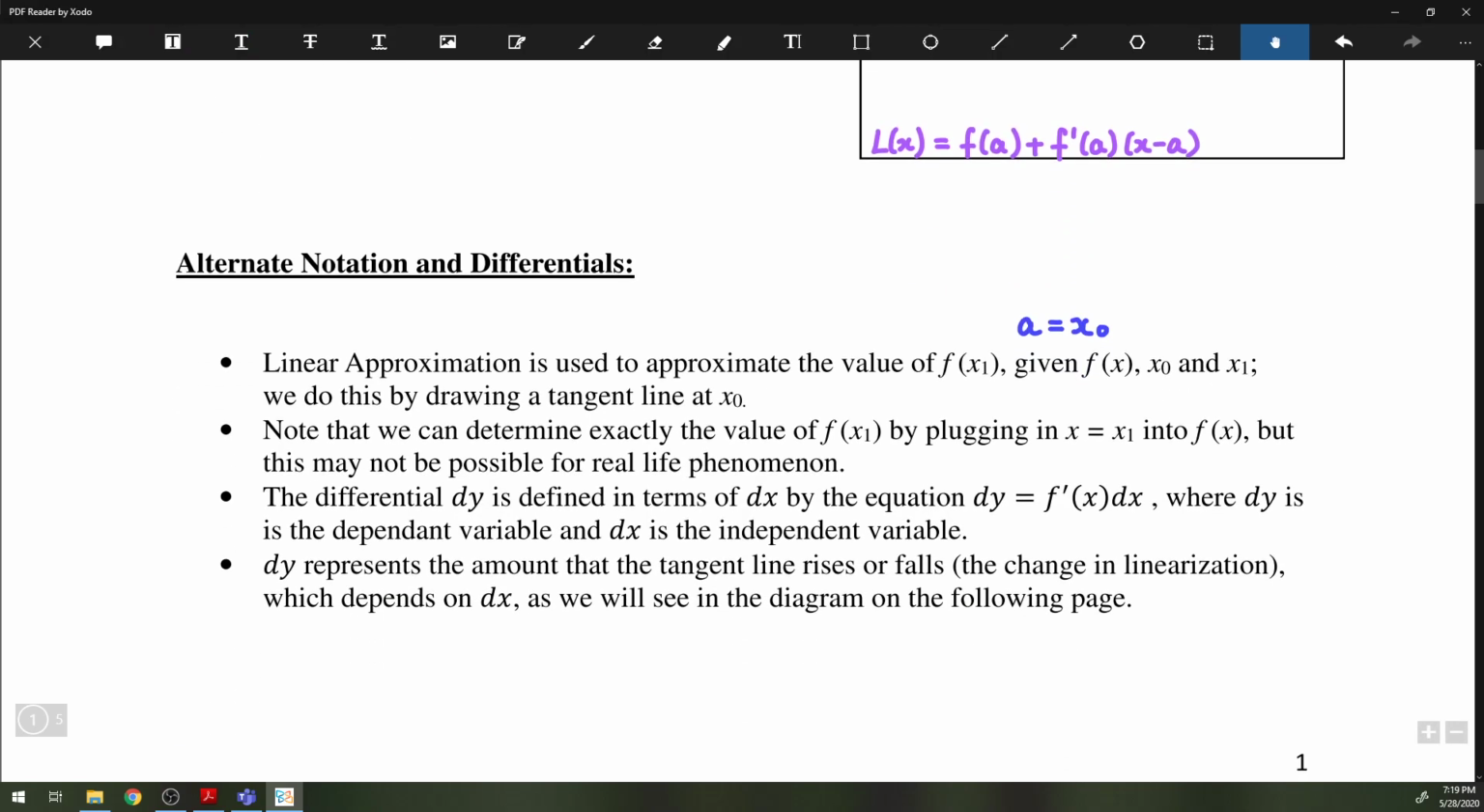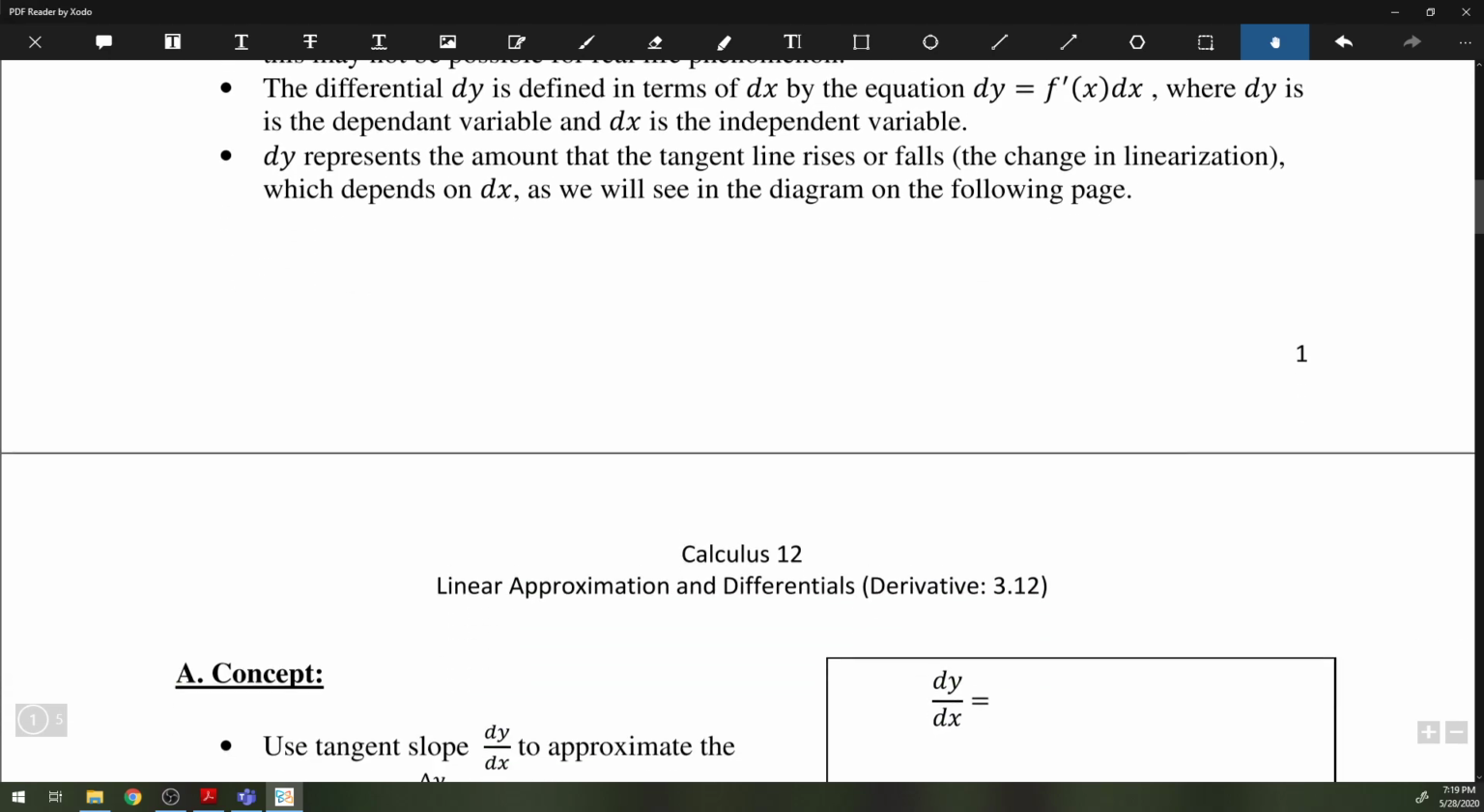Here it says the differential dy is defined in terms of dx in the equation dy is equal to f prime of x times dx, where dy is the dependent variable and dx is the independent variable. Dy represents the amount that the tangent line rises or falls, whereas delta y is the actual change in y value of the curve. So let's examine this using a diagram.